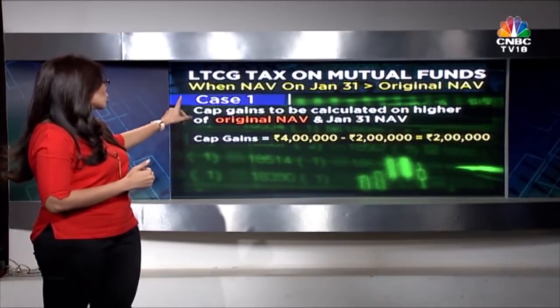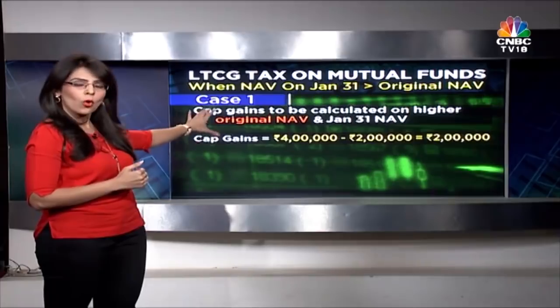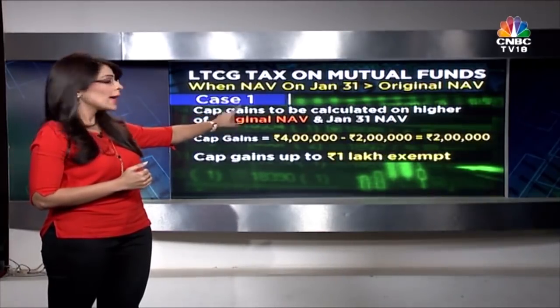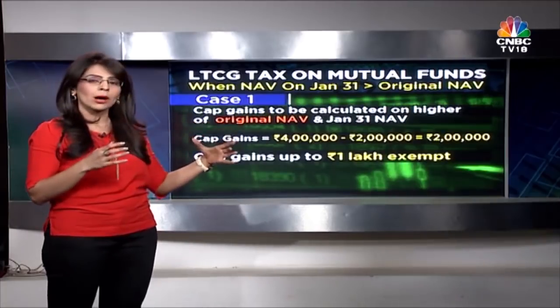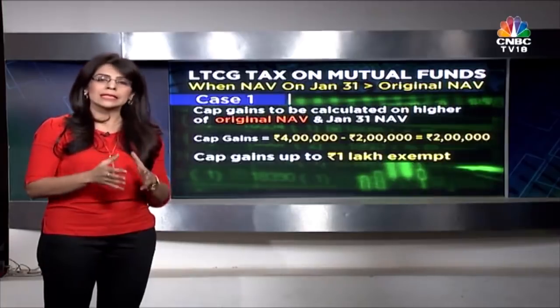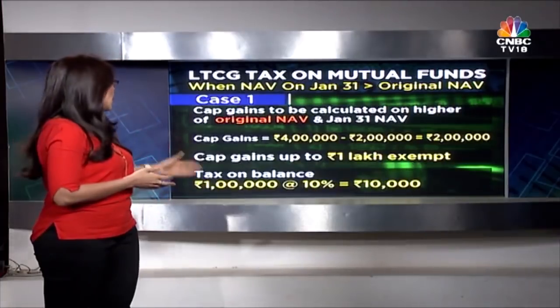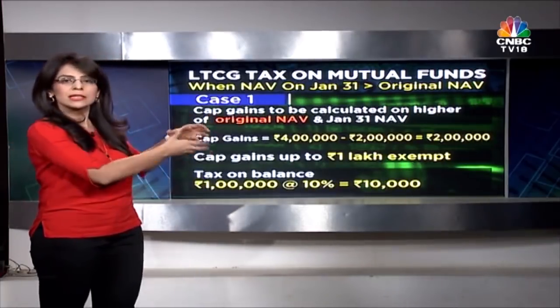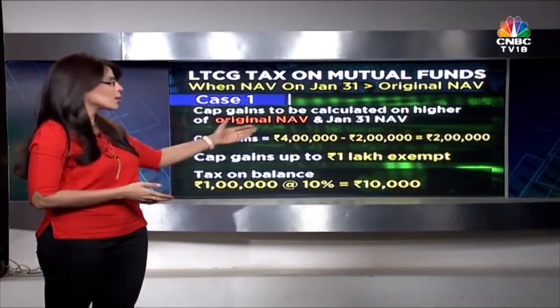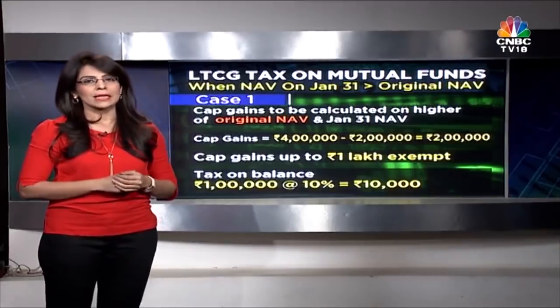Which is why my total gain or the total value, which is 4 lakh, I have to subtract the original investment 2 lakhs from that, and I am left with the capital gain amount of 2 lakh rupees. That's how much I've made in the market. But since I have that 1 lakh rupee exemption, I can simply knock off the 1 lakh. On the residual 1 lakh, I will pay tax at the rate of 10%, which means 10,000 rupees is going to be my tax outgo.